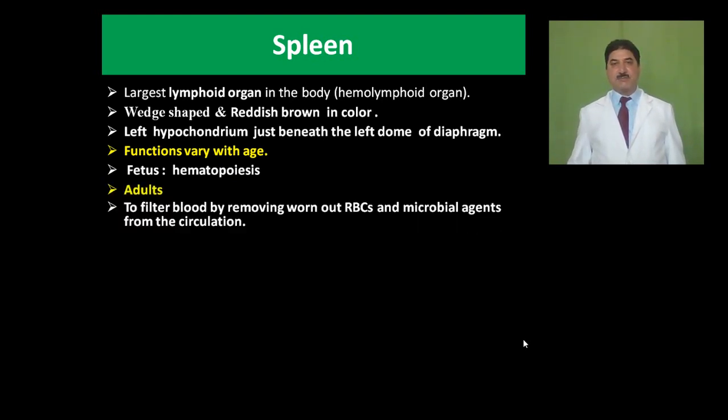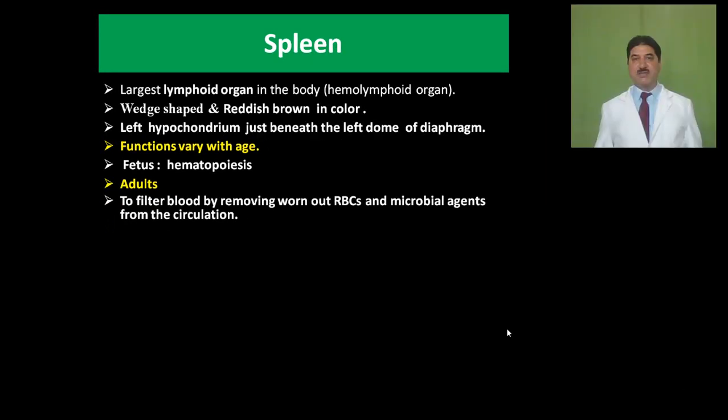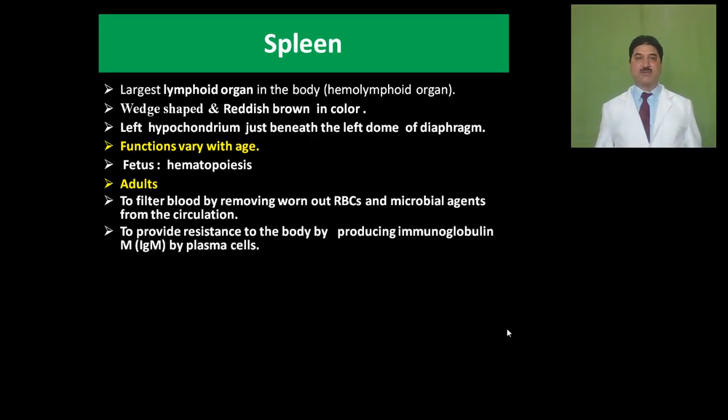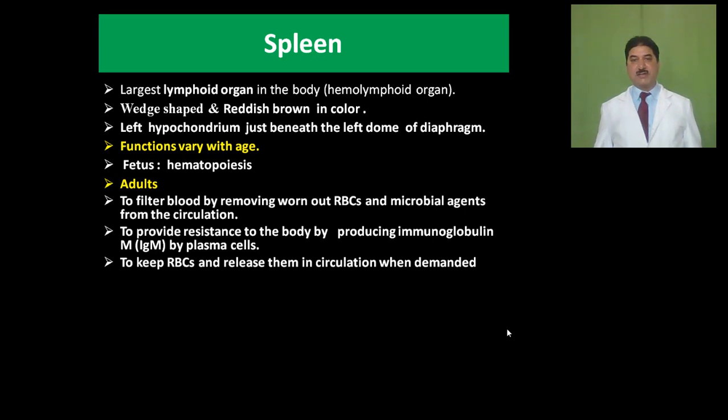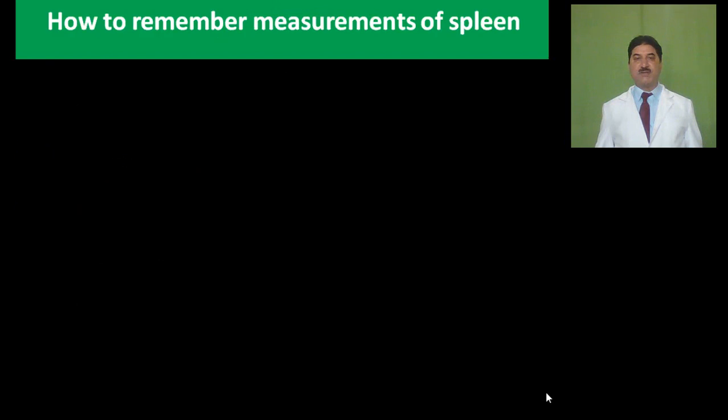In adults, it filters blood by removing worn out and damaged RBCs and microbial agents from the circulation. It provides resistance to body by producing immunoglobulin M, IgM. It acts as a reservoir of blood, for it stores RBCs and releases them in circulation when needed. It stores about 1% of the total blood volume.